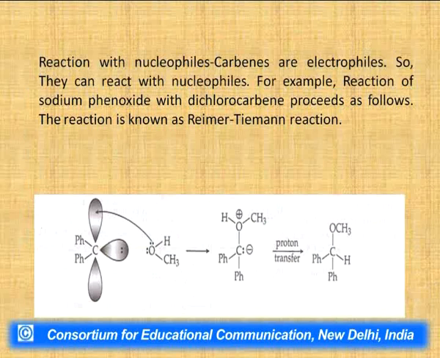Reaction with nucleophiles. Carbenes are electrophiles, as we are aware. There are only 6 electrons. It is an electron deficient species, hence electrophilic, so they can react with nucleophiles. For example, the reaction of sodium phenoxide with dichlorocarbene proceeds as follows. The reaction is the Reimer-Tiemann reaction.